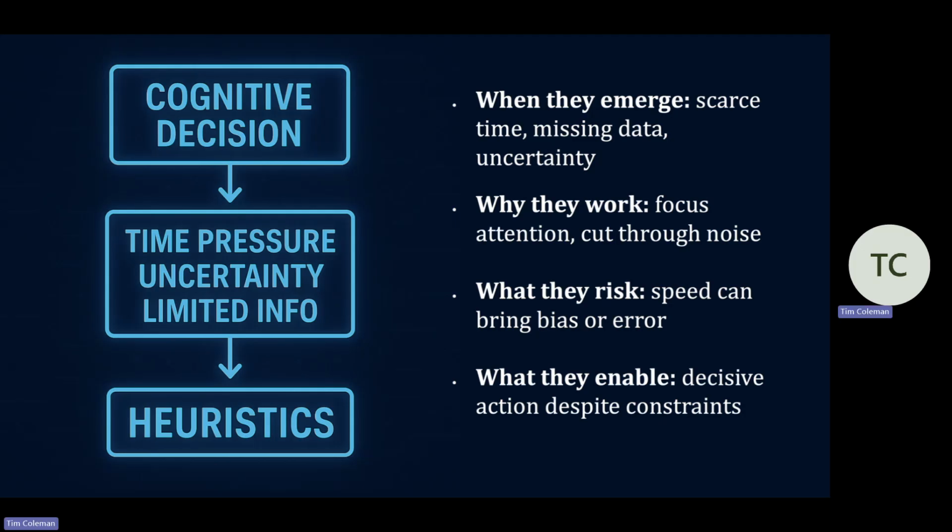So we've talked about heuristics as quick, practical rules. But to really understand them, we need to ask four main questions. When do they emerge? Why do they work? What risks do they bring? And what do they enable?